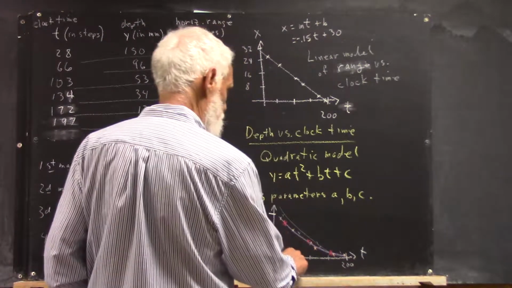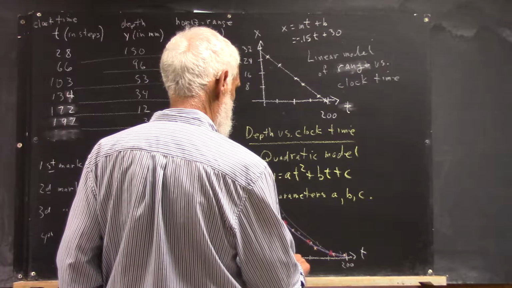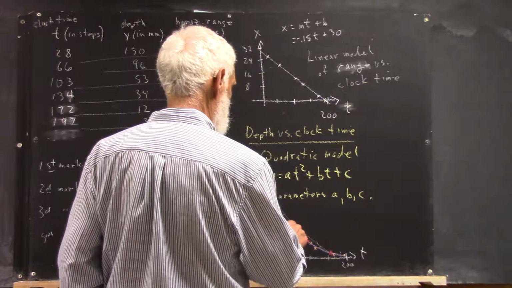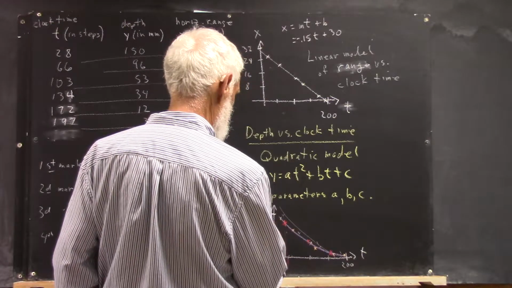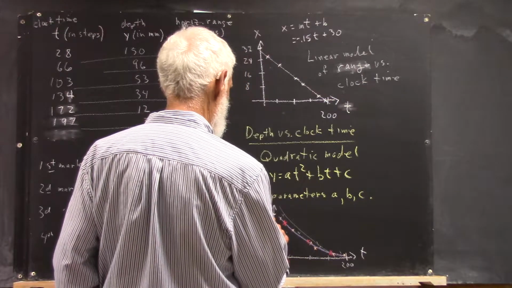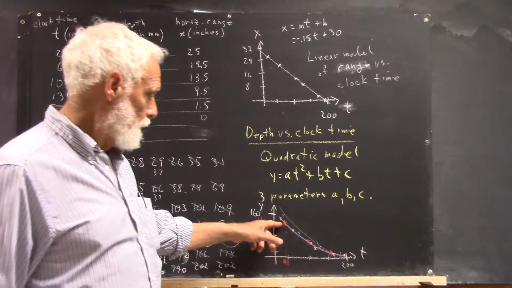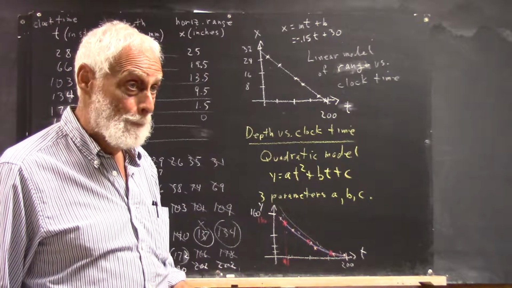Estimate the coordinates at this point. X coordinate looks like it's about, it probably isn't, but 41. And up here, Y coordinate looks like it's maybe 130. Well, on your graph, try to do a good estimate of the coordinates of each point, right?